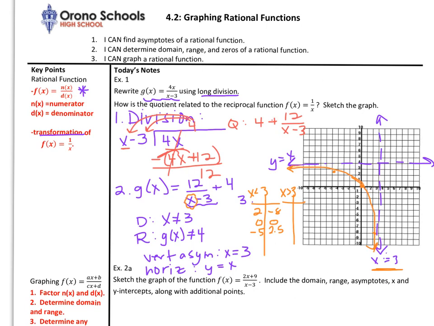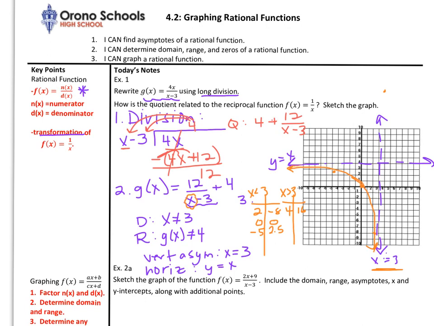If we pick values that are greater than 3, we'll start with 4. Now what happens when we plug in 4? 4 minus 3 is 1, 12 over 1 is 12, and then if we add 4, it's all the way up to 16. So it's way off of our graph. 4 would be way up here somewhere. So let's plug in numbers further away from that asymptote to see if we can get values to fit.